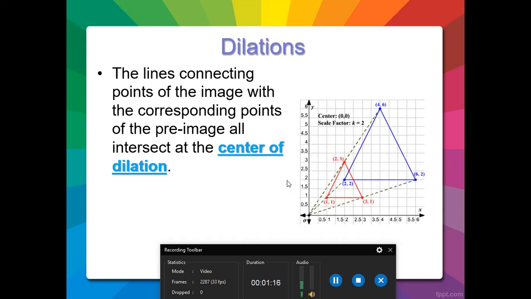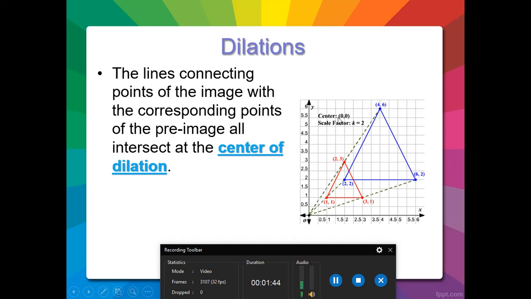When you dilate, you should be able to see your pre-image and your image on the coordinate grid. If you look at the example here on the right, what you can see are lines connecting the pre-image and the image points. And when they all come together, they intersect at the center of dilation. So in this picture, the center of dilation is not really in the center of either figure. It's off to the side.